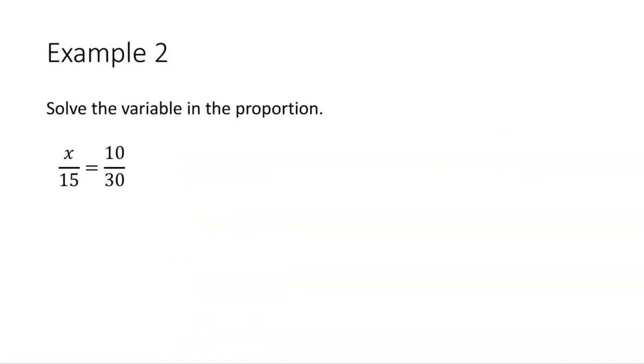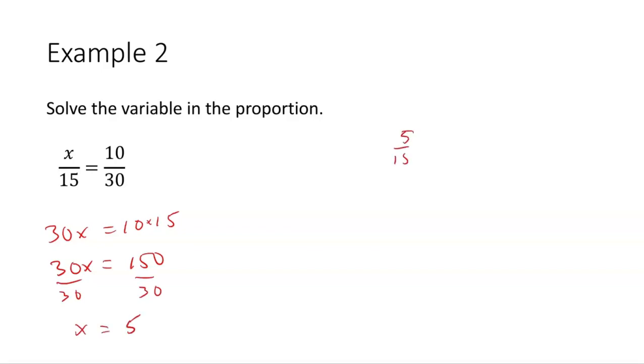All right, so let's solve for x in this equation here, this proportion. The cross products would be x times 30, so that would be 30x equal to 10 times 15. So 30x is equal to 150, and then I would divide both sides by 30 and end up with x equal to 5.